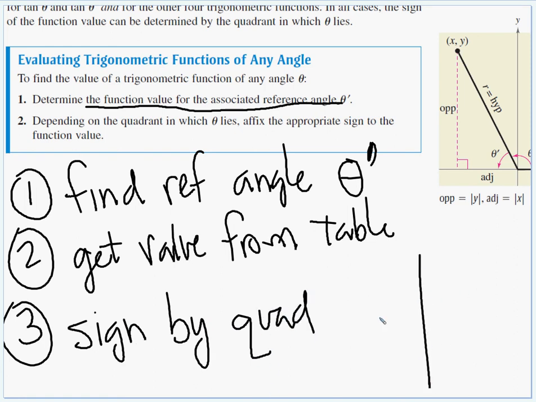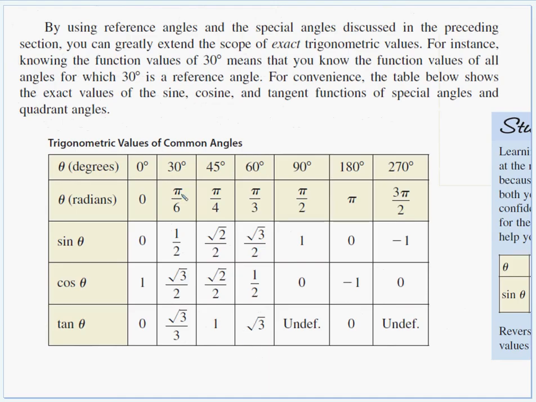And remember, we're going to use the good old All Students Take Calculus. These are what is positive where; if it's not positive, it has to be negative. So we're going to find the reference angle, get the value from the table, and decide positive or negative by the quadrant. And here's the table. From 0 degrees, we got our friendlies, 30, 45, and 60. These are the ones that are going to be our reference angles. And then we've got 90, 180, and 270.